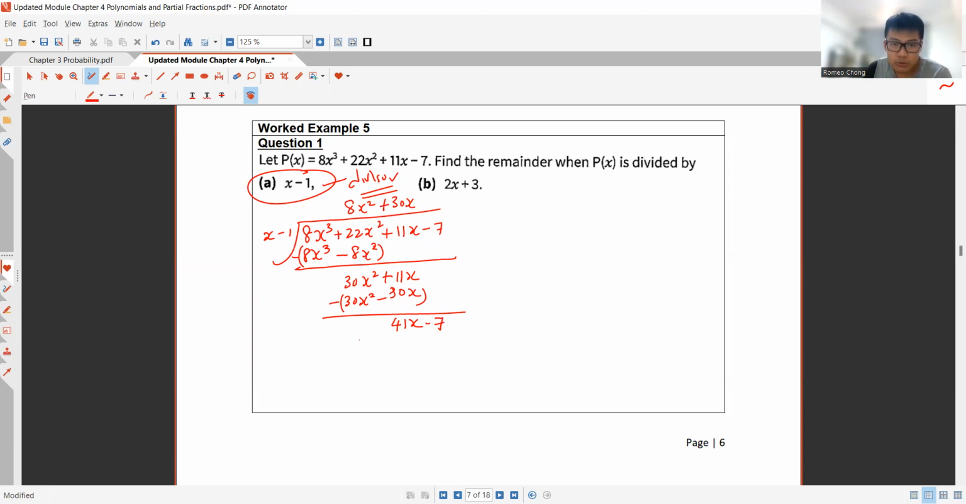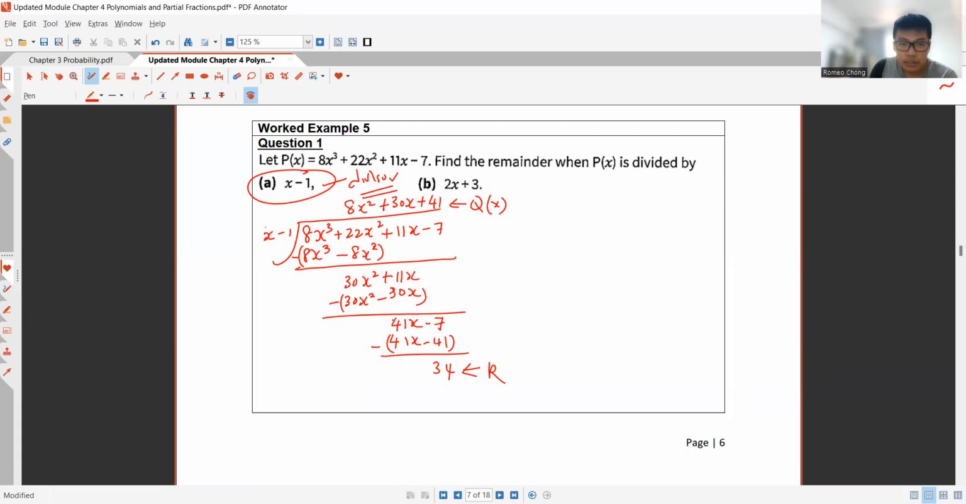Then after that, now you want to remove 41x. So you have to multiply this x minus 1 with 41. So I eventually get 41x minus 41. Then you have to subtract again. So 41x minus 41x, no more. But the -7 minus becomes positive, so -7 plus 41, you actually get 34. So this is actually your remainder. And this is actually your quotient.